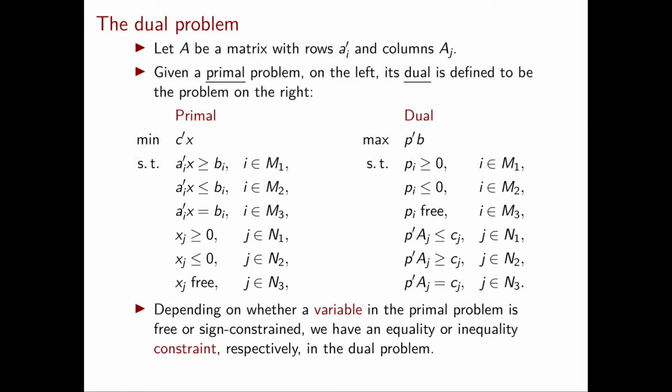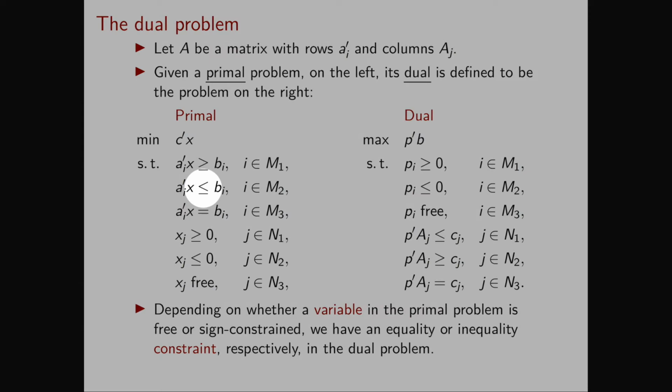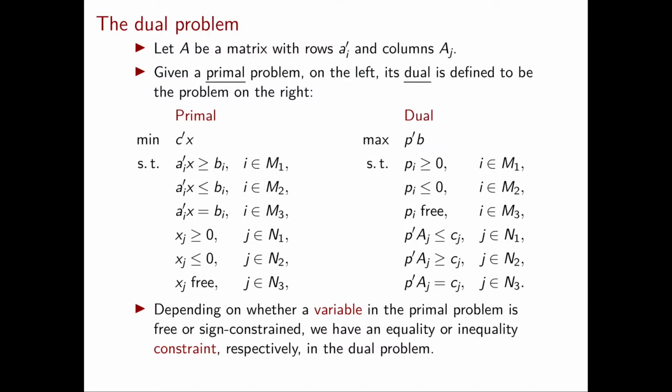At this point, we still have to consider inequality constraints in the primal of the form less than or equal to, and variables in the primal that are non-positive. For every inequality constraint of the form less than or equal to in the primal, in the dual we introduce a non-positive variable. The reason we do this is intuitively clear.